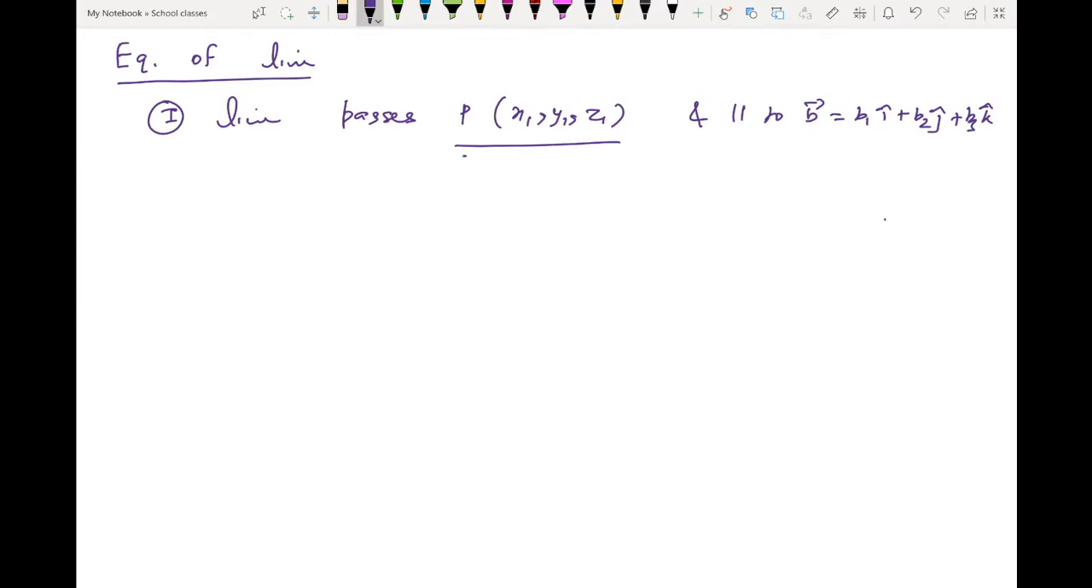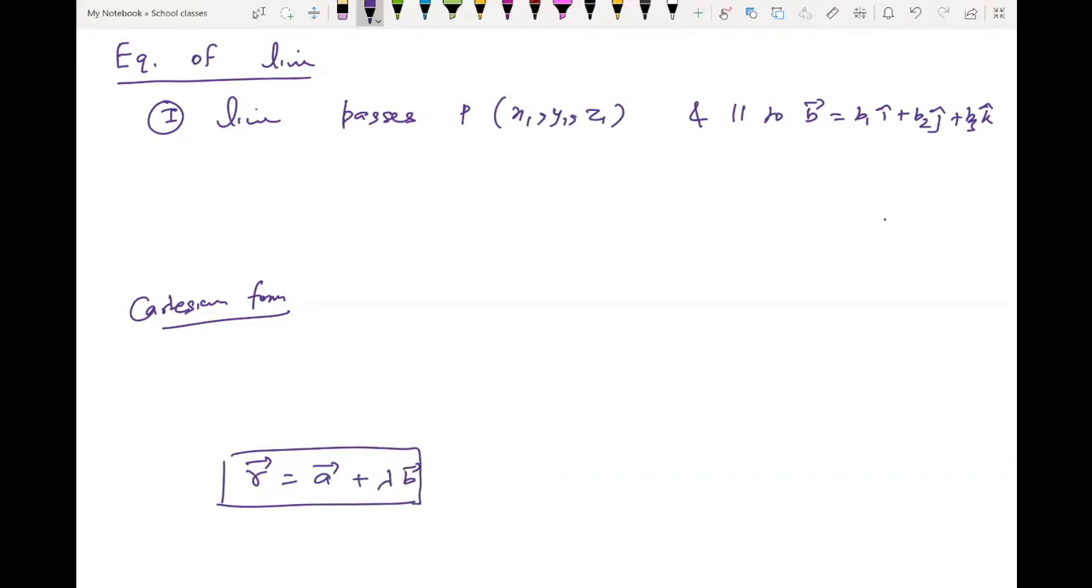Here we have a point given. You should write the answer in Cartesian form. Okay, you were correct, that was the correct answer. That is r vector equals vector a plus lambda vector b. But this is the vector form.